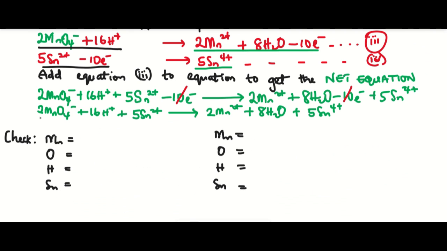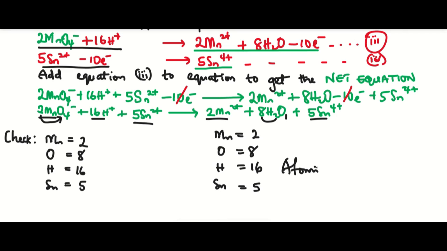To check your answer, we have 2 atoms of manganese here. At the product side, we have 2 atoms of manganese. At the reactant side for oxygen, we have 8 atoms of oxygen because the substrate is multiplied by the coefficient. Hence, I have 8. For oxygen at the product side, invisible 1 here, multiplied by 8, we have 8 atoms. For hydrogen, we have 16 atoms of hydrogen. And at the product side, we have 8 times 2 gives us 16. For tin, we have 5 atoms of tin. And at the product side, we have 5 atoms of tin. Atomically, it is balanced.